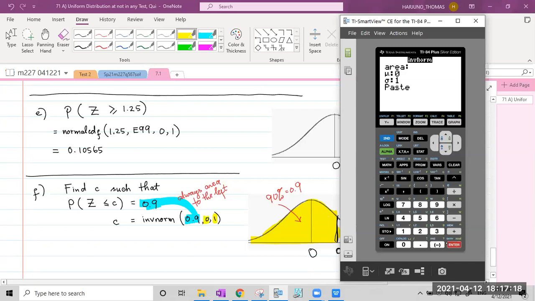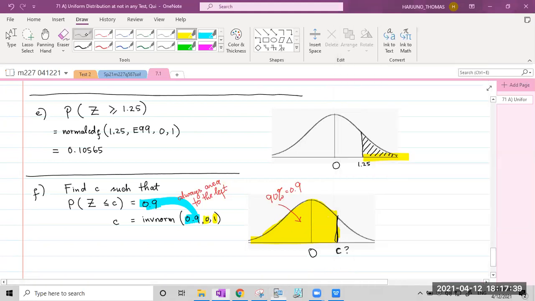When you use inverse norm, the first number is always the area to the left, 0.9. The mean is 0, the standard deviation is 1. Enter. 1.28155. So that's the Z-score. What is that number Z such that the area to the left of it is 90%? That's 1.28155.